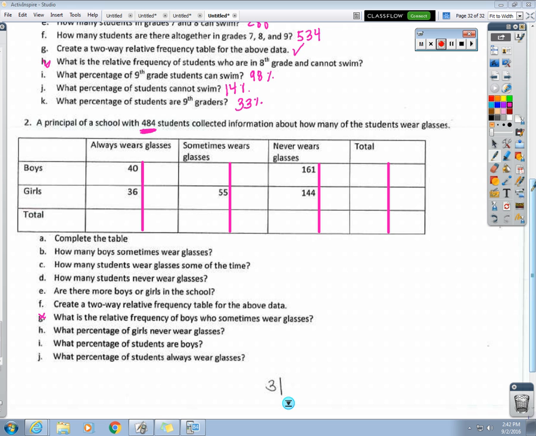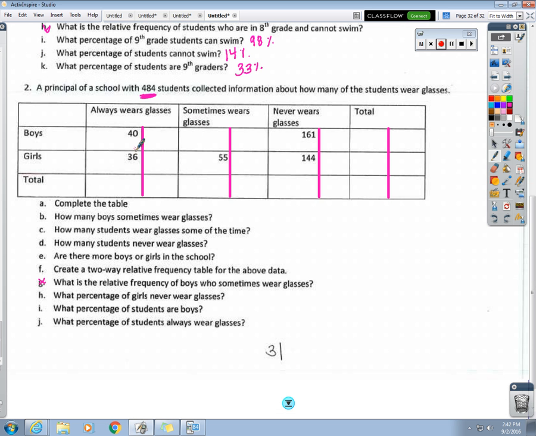Okay, so the first thing that you could do is go ahead and total these two columns that have both of the boys and girls information. So how many boys and girls together always wear glasses? And how many never wear glasses? 305.